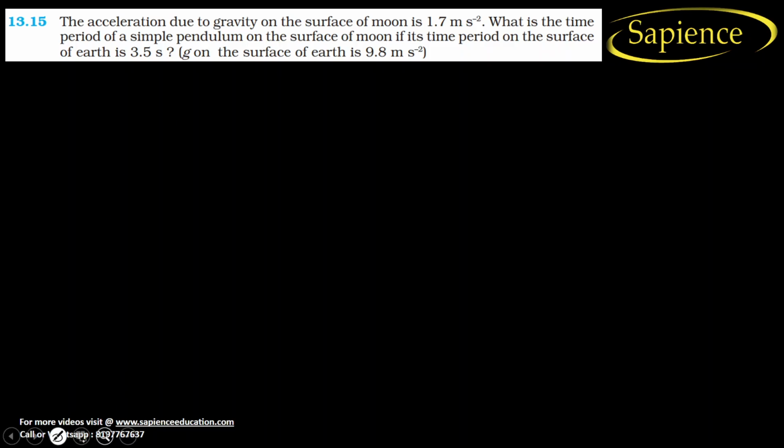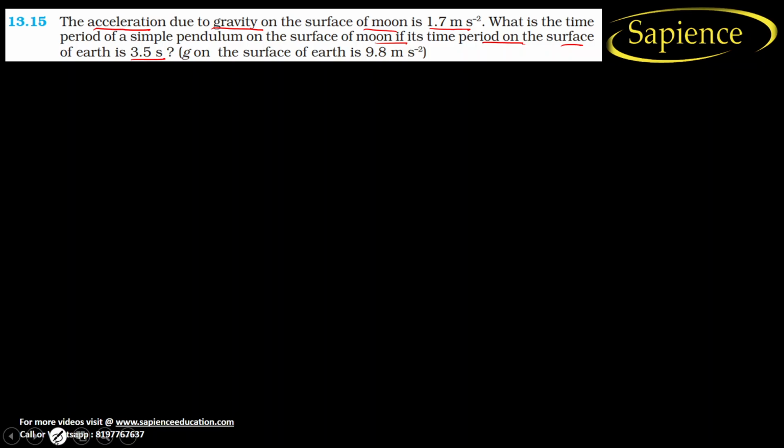In 13.15, the acceleration due to gravity on the surface of the moon is 1.7 meter per second square. What is the time period for the simple pendulum on the surface of the moon if the time period on the surface of the earth is 3.5 seconds? Consider g as 9.8 meter per second square.